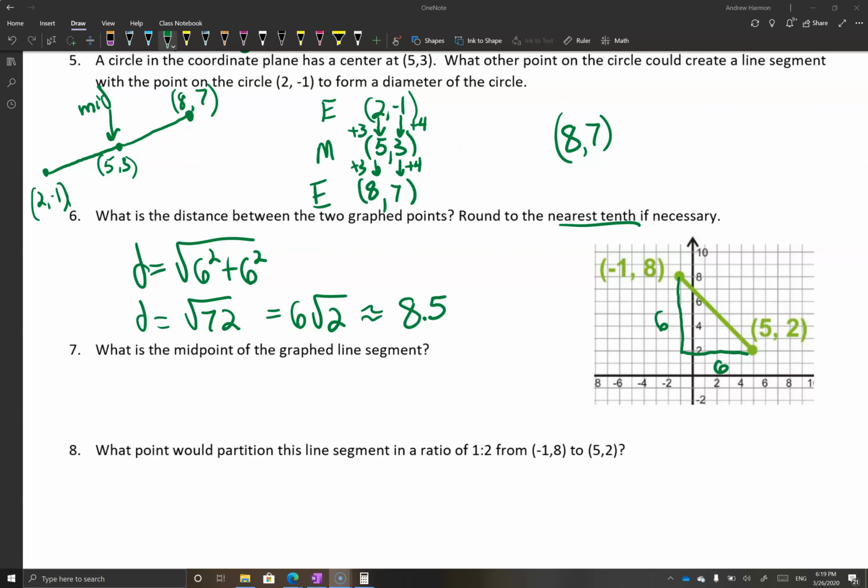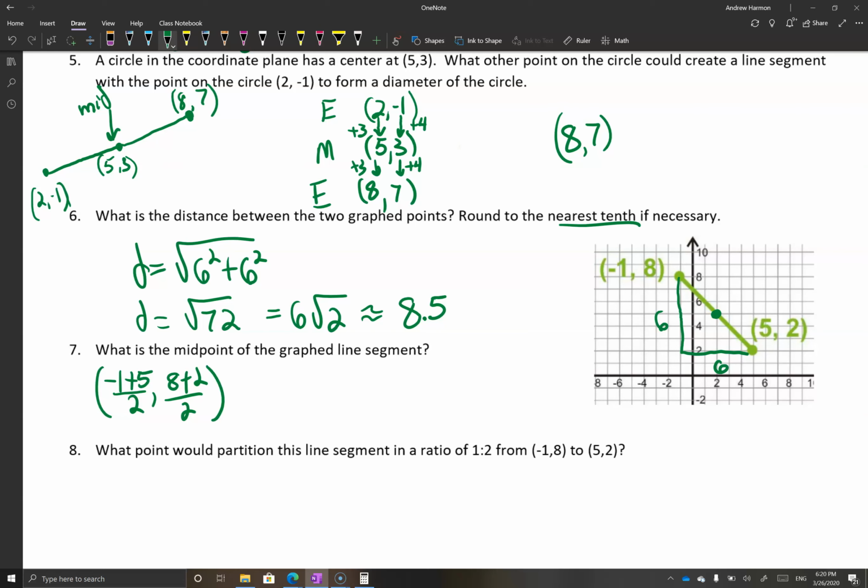Alright, next question. What is the midpoint of that graphed line segment? If we want a midpoint, we want to know the middle point of the line. If you look, we can kind of guess on the graph it would be that point there, but let's do our midpoint equation just to make sure. We add up our x's, -1 plus 5 divided by 2, and 8 plus 2 divided by 2. Remember, that is your midpoint formula: the average of the x values, the average of the y values.